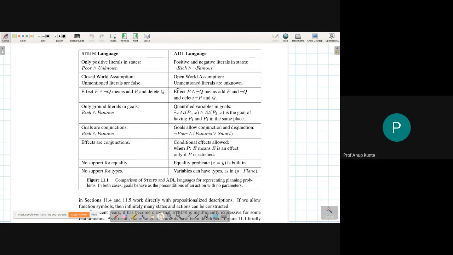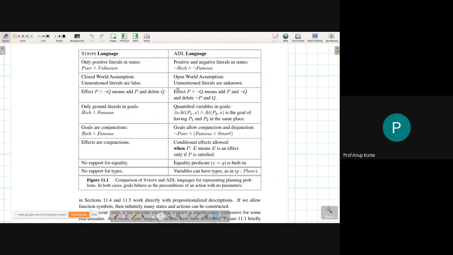So now it's natural that in ADL we are doing extra operations than STRIPS, because both are generating the effects P and not Q. In STRIPS, I just need to add one thing and delete one thing. On the other hand, in ADL, I need to always take care that both the assertions P and not Q should be added, and their negated versions, not P and Q, need to be deleted. So extra operations are there.